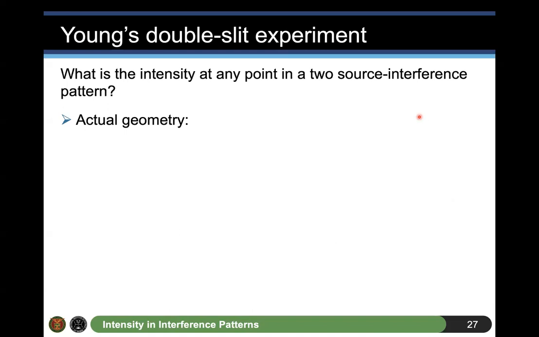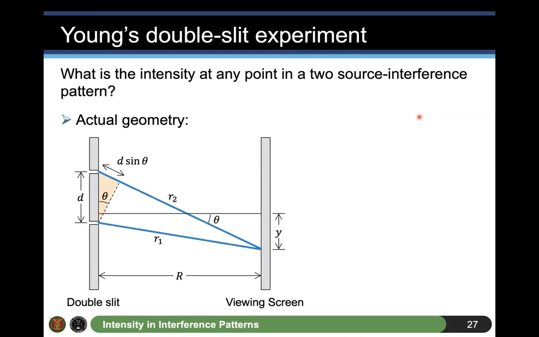What actually happens when we have this double slit is this. This is our double slit. Say they have a distance d from each other. And your viewing screen is located at a distance capital R from the source.